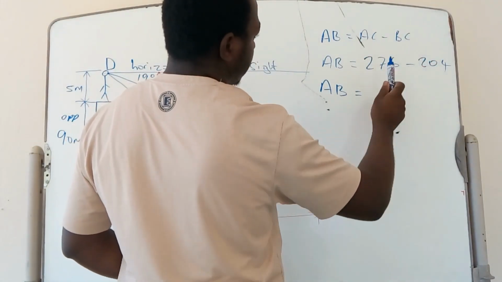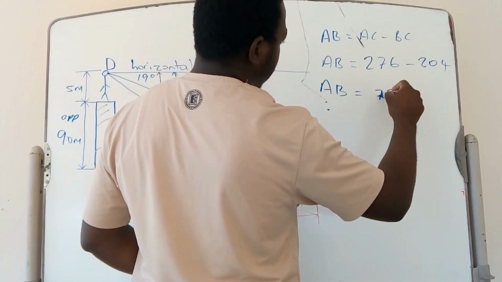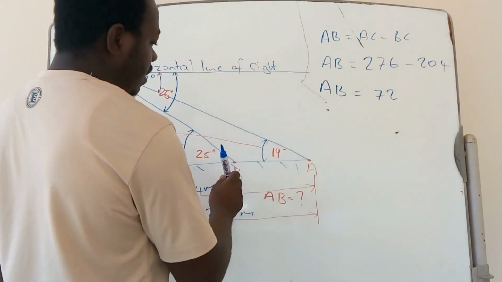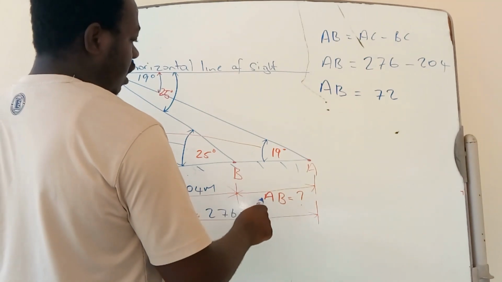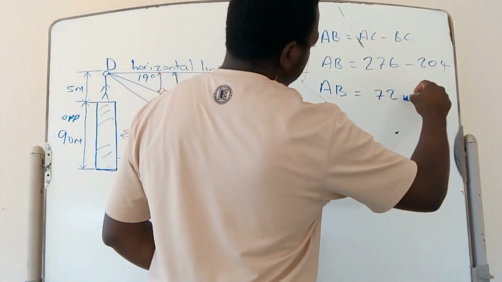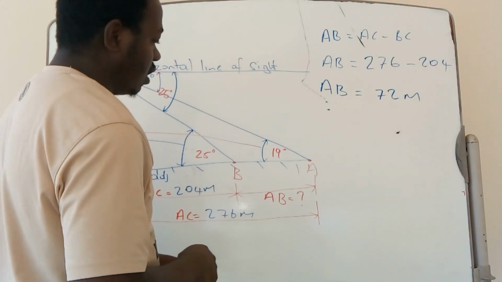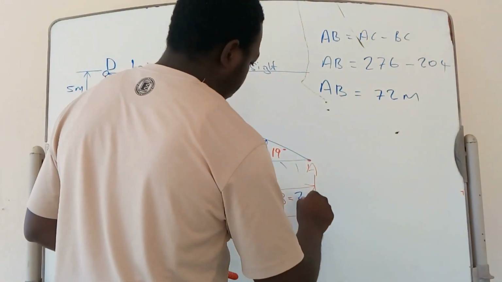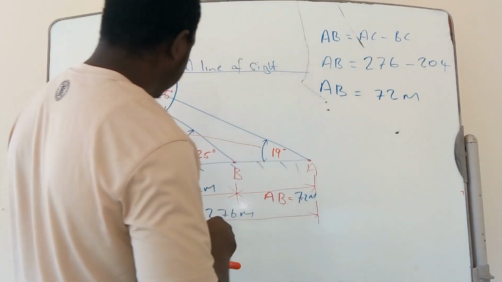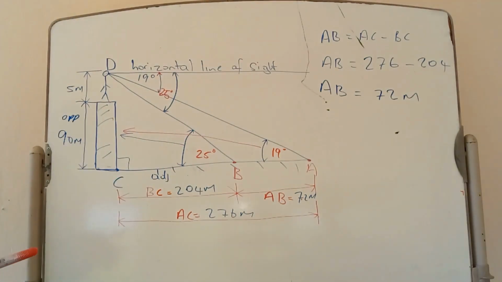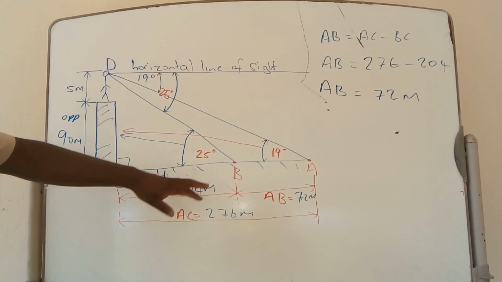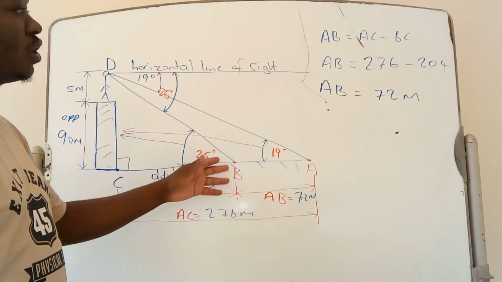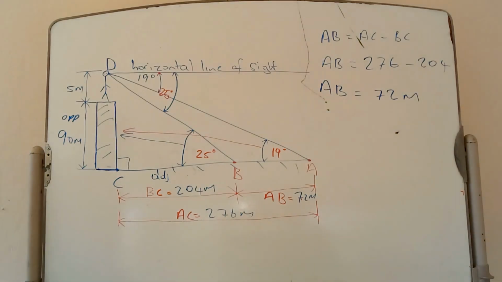So AB is equal to 6 minus 4, that leaves us with 2, right? 7 minus 0, that leaves us with 7. And 2 minus 2 leaves us with nothing. So the distance of AB here is 72 meters, right? So this distance here would be 72 meters. And that is how you would use this information to calculate the distance between the two cars, where the two cars park, right?